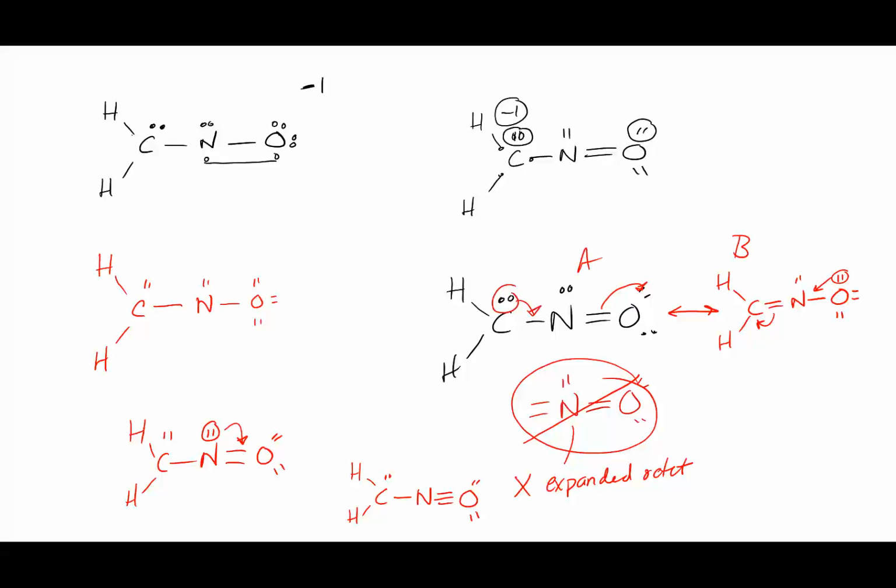What using the arrows allows you to do is to get one, and then by using the arrows, you can generate the other ones in a systematic way, as opposed to just picking up pairs of electrons or double bonds and starting to try and move them around.